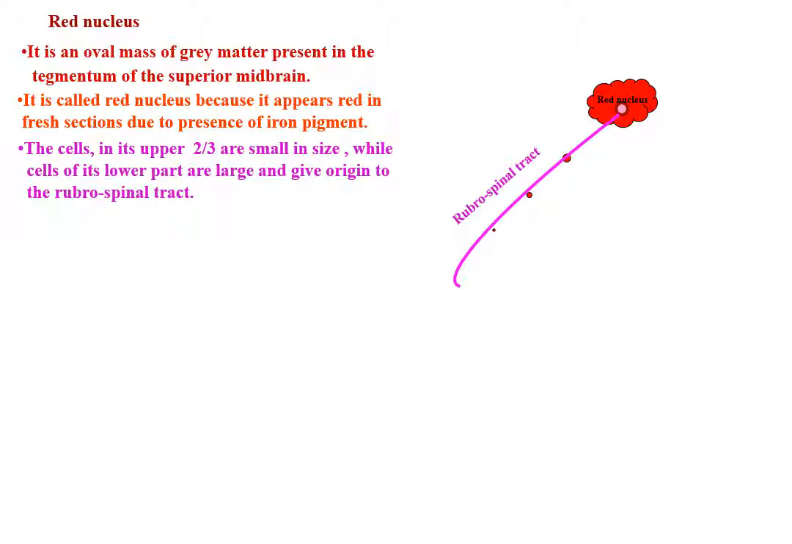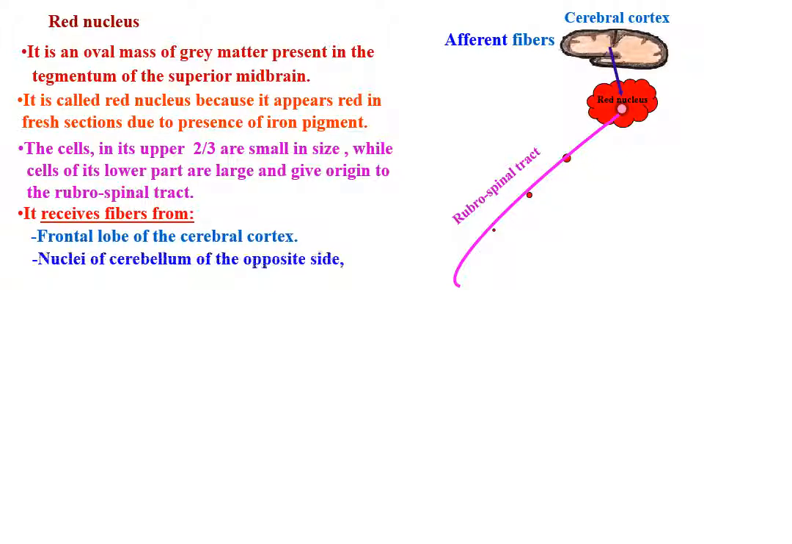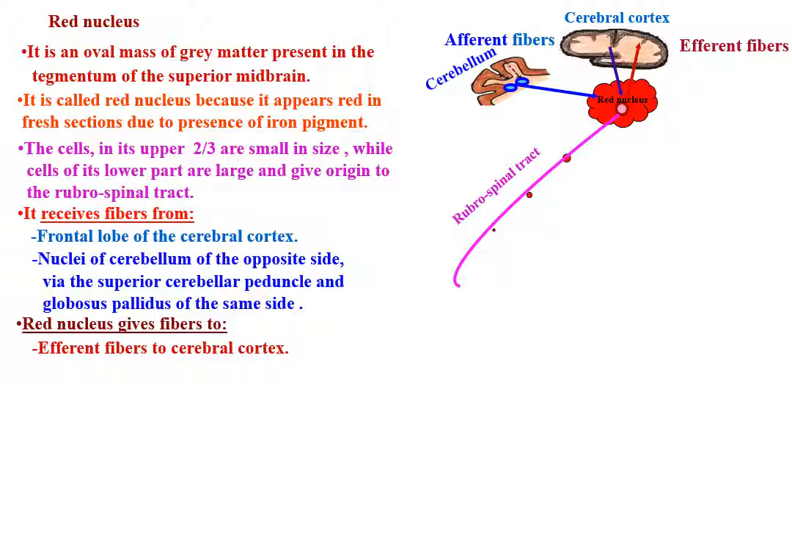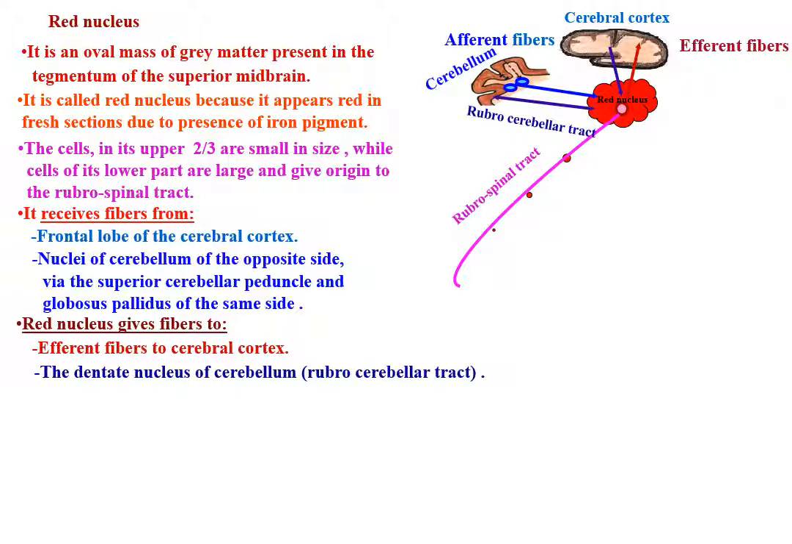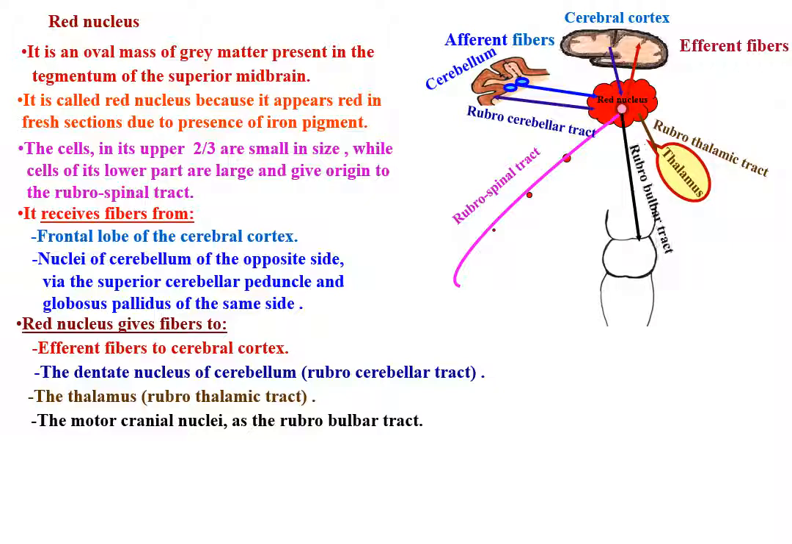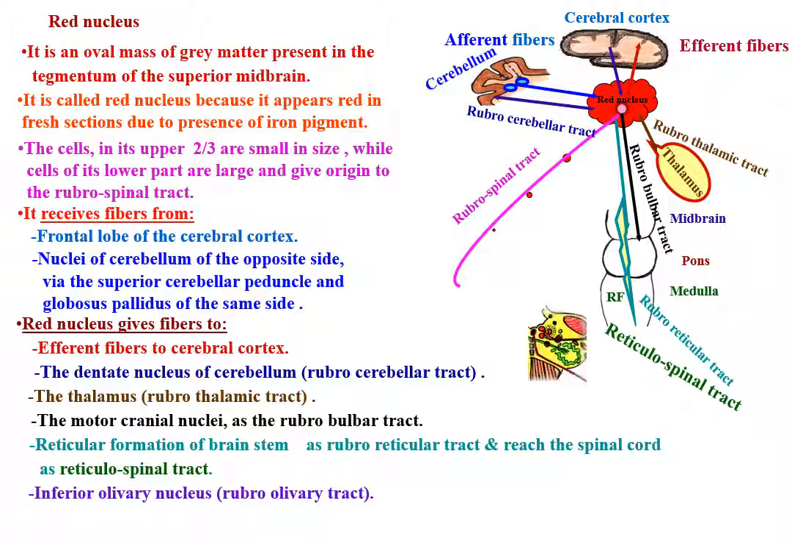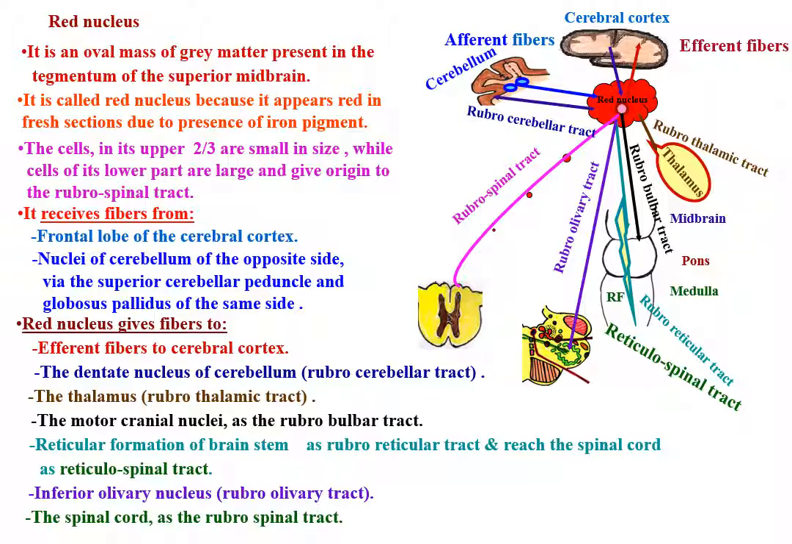Red nucleus receives fibers from the frontal lobe of the cerebral cortex, the nuclei of the cerebellum of the opposite side via the superior cerebellar peduncle, and the globus pallidus of the same side. The red nucleus gives efferent fibers to the cerebral cortex, the dentate nucleus of the cerebellum as rubrocerebellar tract, the thalamus as rubrothalamic tract, motor cranial nuclei as rubrobulbar tract, the reticular formation of the brain stem, midbrain, pons, and medulla as rubroreticular tract, and reach the spinal cord as the reticulospinal tract. Inferior olivary nucleus, rubro-olivary tract, the spinal cord as the rubrospinal tract.